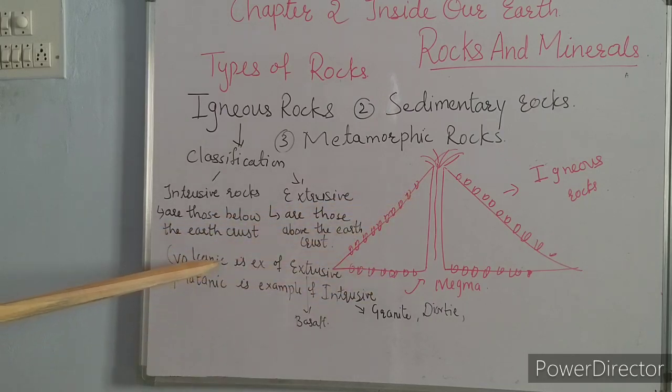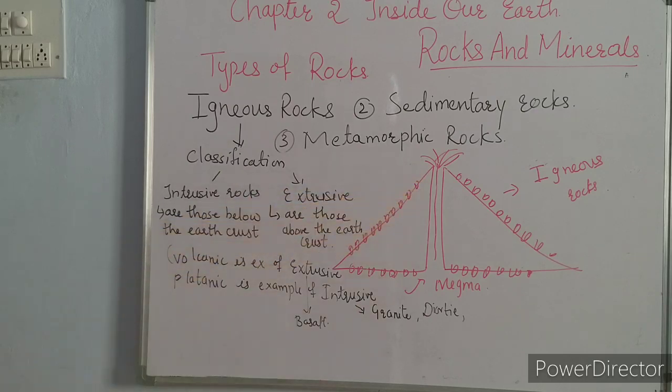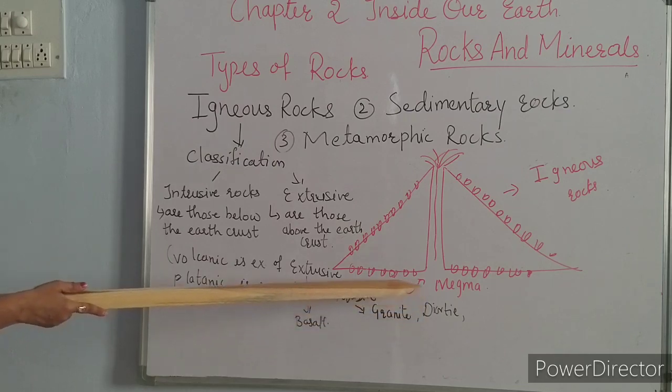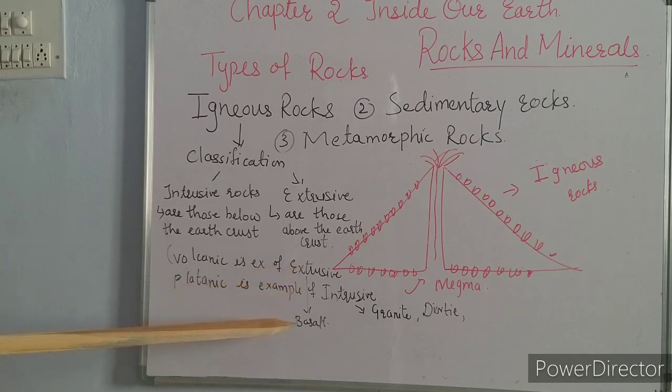Volcanic rock is an example of extrusive, and plutonic is an example of intrusive. In that, granite and dolomite are examples of intrusive, whereas basalt is an example of extrusive. So I think you understand the classification of this igneous rock.